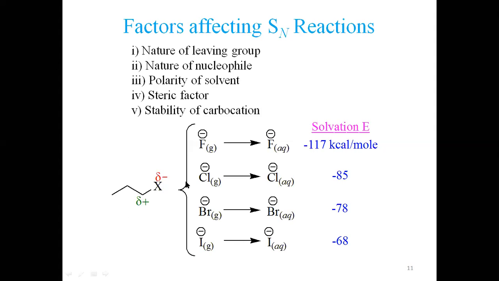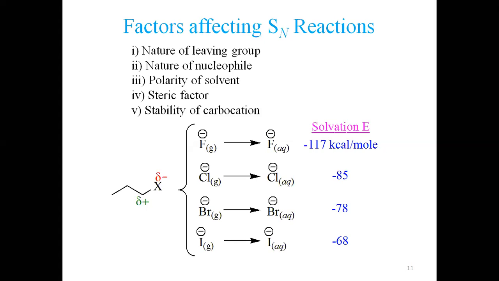Let's say this reaction is done in aqueous medium. Let's say we are doing this reaction in the gas phase, and fluoride, chloride, bromide and iodide ions are generated in the gas phase, and then they are added to water. Whenever an ion from the gas phase is added to water, it releases energy, which is called solvation energy. You would have come across this in physical chemistry.